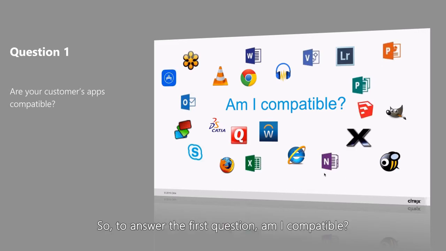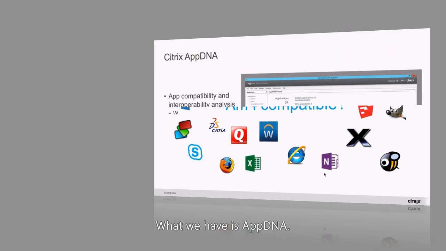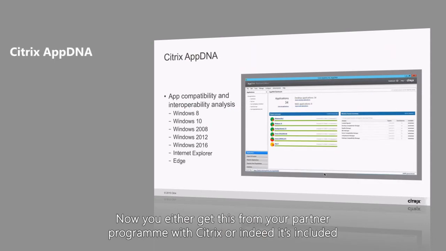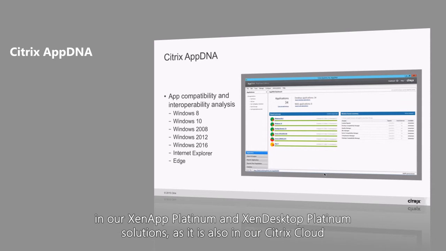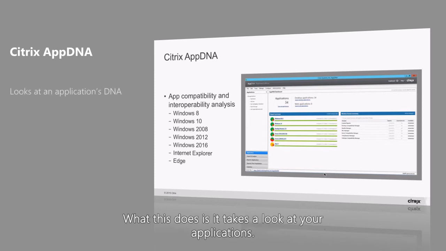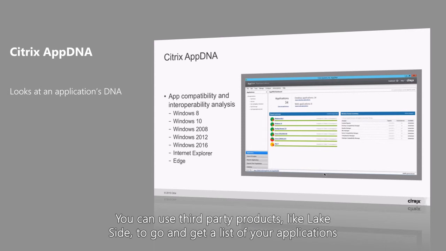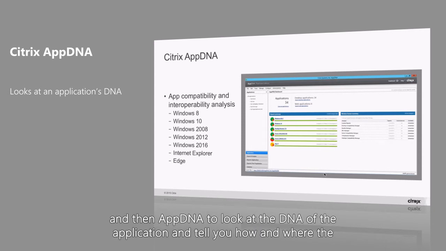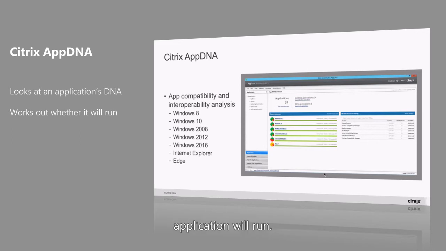So, to answer the first question, am I compatible? What we have is AppDNA. You either get this through your partner program with Citrix, or it's included in our XenApp Platinum and XenDesktop Platinum solutions, as it is also in our Citrix Cloud XenApp and XenDesktop services. What this does is it takes a look at your applications. You can use third-party products like Lakeside to get a list of your applications, but then AppDNA will look at the DNA of the application and tell you how and where the application will run.